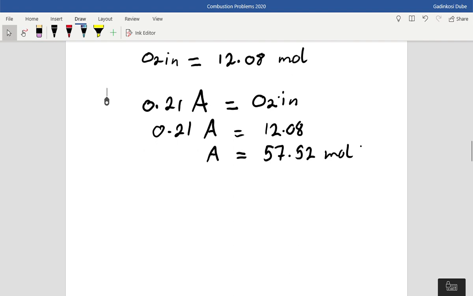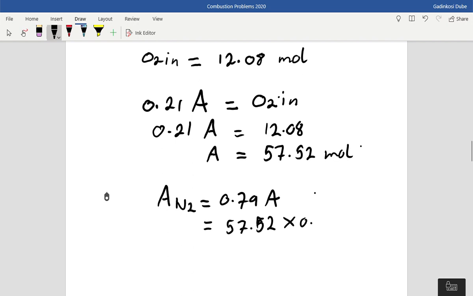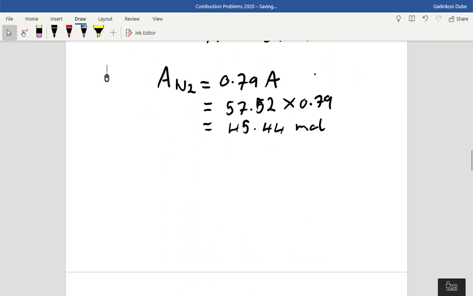Now let's determine the nitrogen. Since we have the total airstream, which is 57.52 moles, what about the nitrogen in A? Nitrogen in A is going to be 79% of A, so it's 57.52 multiplied by 0.79, and what do we get? 45.44. These are moles. That one there might not be clear, so we just need to try and write it more neatly.